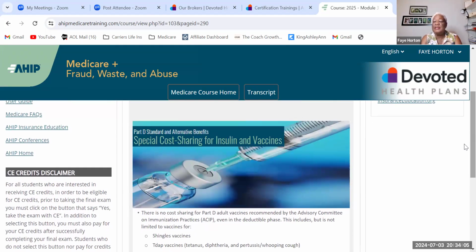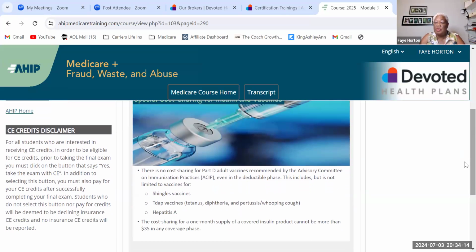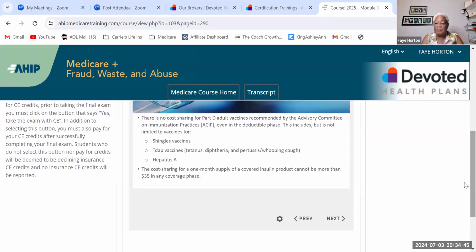Special cost savings for insulin and vaccines. There is no cost sharing for Part D adult vaccines recommended by the Advisory Committee on Immunization Practices, even in the deductible phase. This includes, but is not limited to, vaccines for shingles, tetanus, diphtheria, pertussis for whooping cough, hepatitis A. The cost sharing for a 1-month supply of a covered insulin product cannot be more than $35 in any coverage phase.